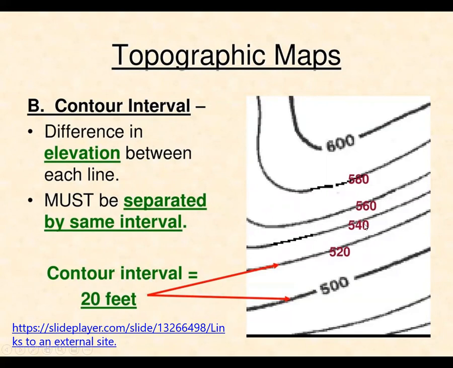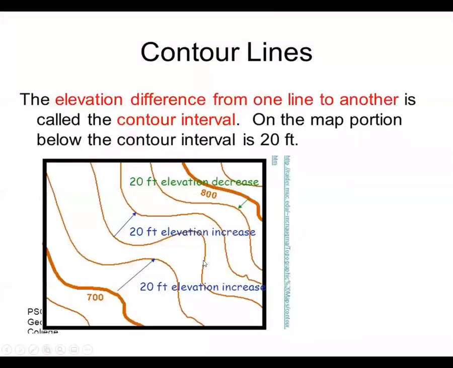520 plus 20 is 540. 540 plus 20 is 560. 560 plus 20 is 580. And 580 plus 20 is 600. So even if these numbers are not shown here, you'll be able to determine the elevation of the contour lines based on the two given elevations. Okay, let's continue.